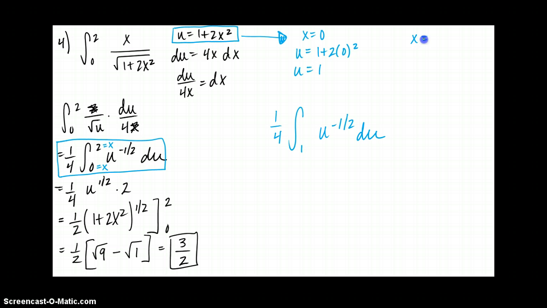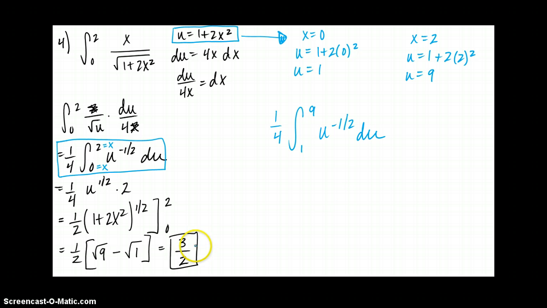When x is equal to 2, plugging 2 into the given substitution, we get 9 as our boundary. So if a multiple choice question asks you what the u substitution for this integral would be, this would be the true u substitution. The integrand and boundaries are in terms of u.